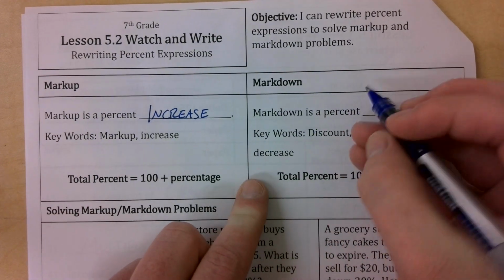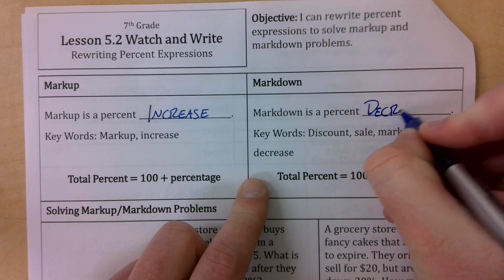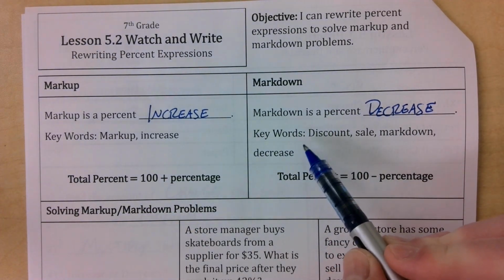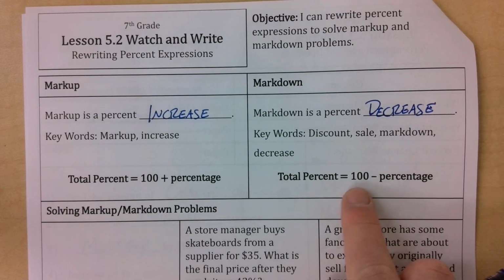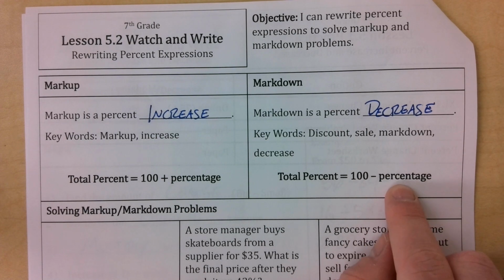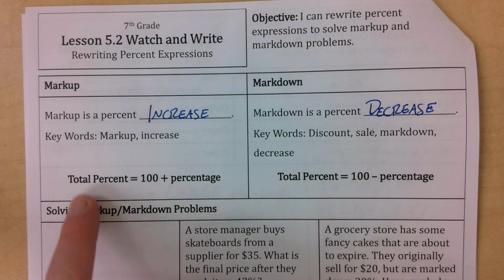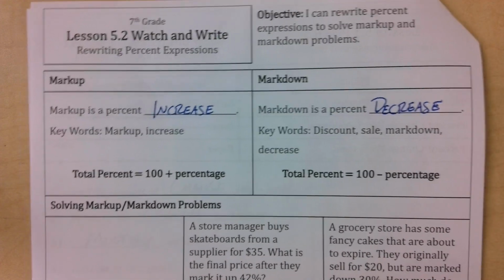A markdown, on the other hand, is a percent decrease. This is going down. You might see this as a discount or a sale, markdown, or a decrease. Similarly, we're starting at 100% and we're taking away the markdown percentage, or we're taking away the discount to get the new total. So the total will be less than 100%. These are two things that you are going to want to remember, so make sure you have your notes ready for the practice.